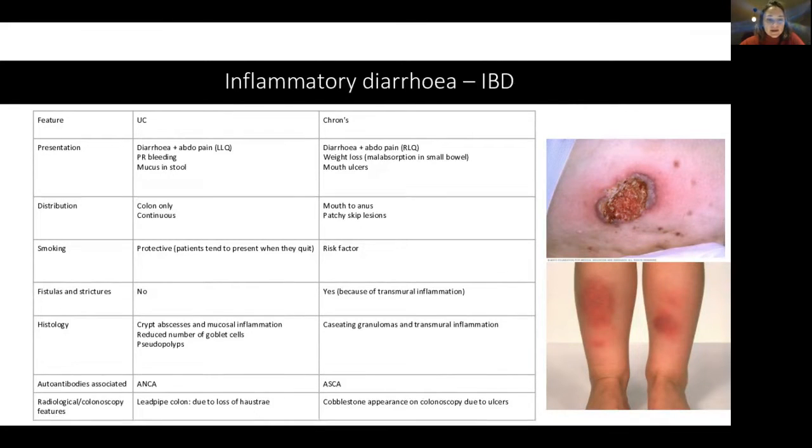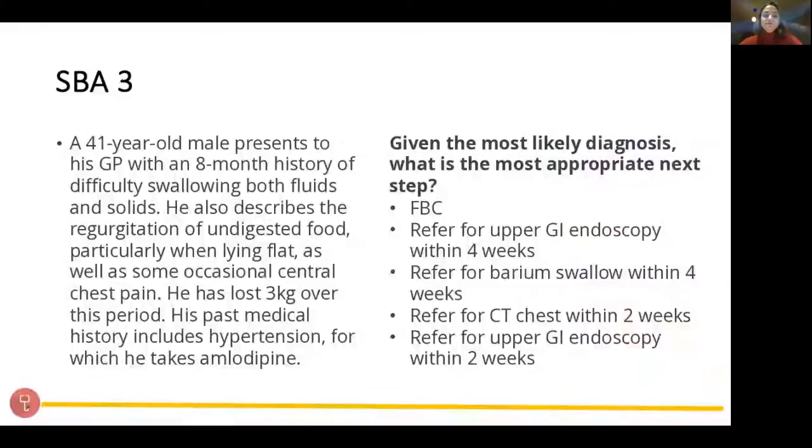Okay, so the next topic is about dysphagia, so difficulty or pain in swallowing. So in this question, we have a 41-year-old male presenting to his GP with an 8-month history of difficulty swallowing both fluids and solids. He also describes the regurgitation of undigested food, particularly when lying flat, and he has some occasional chest pain centrally. He has lost 3 kilos of weight over this period. His past medical history includes hypertension, and he takes amlodipine.